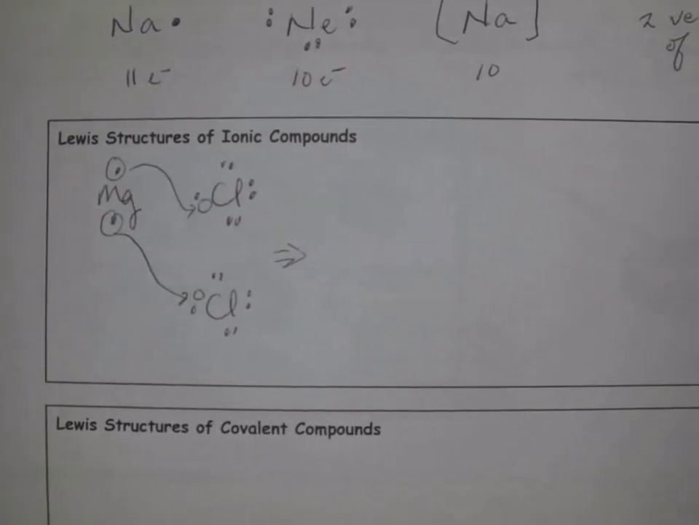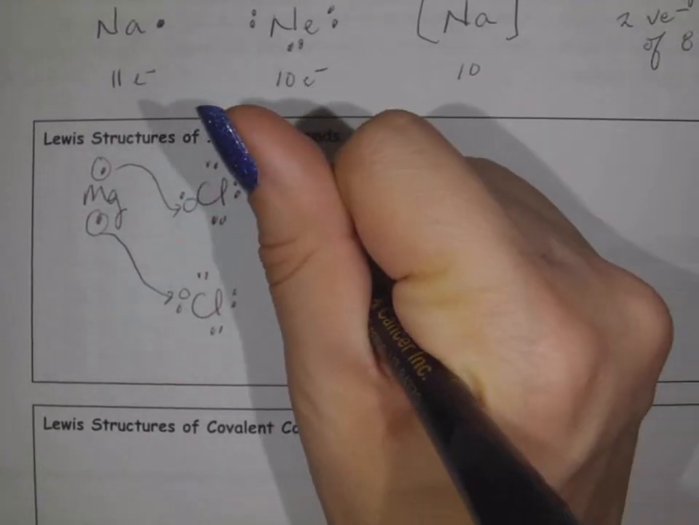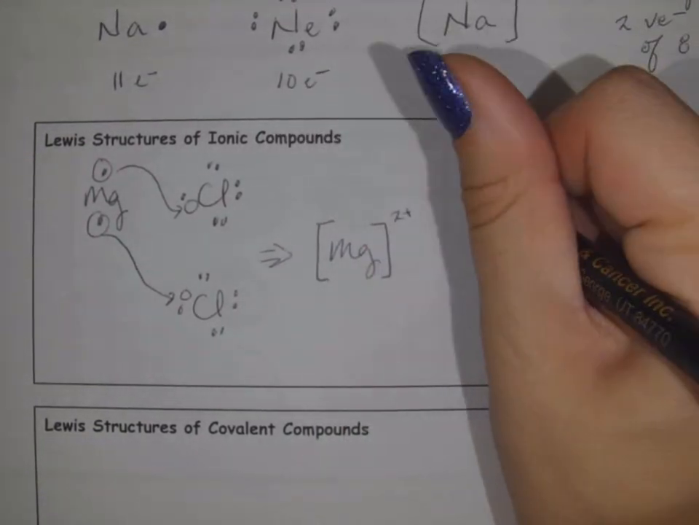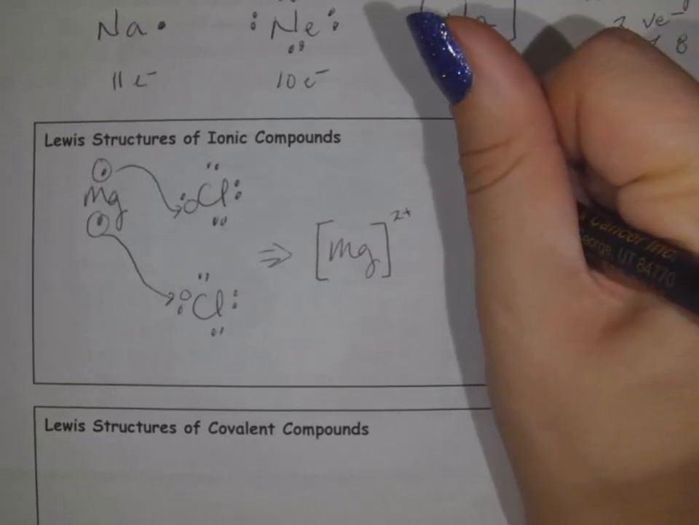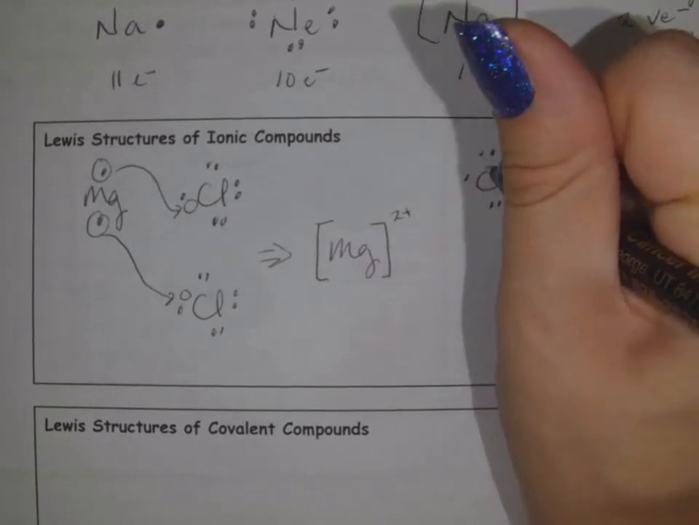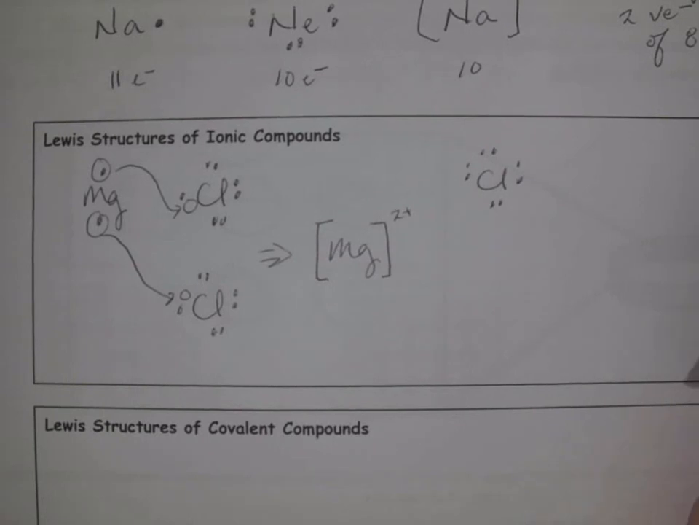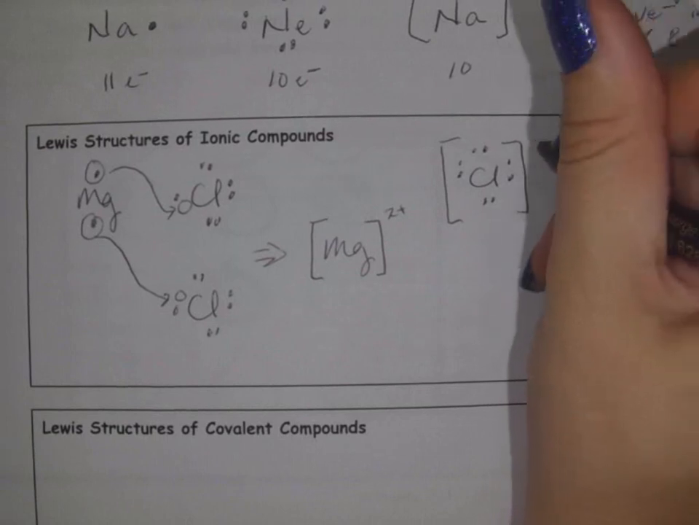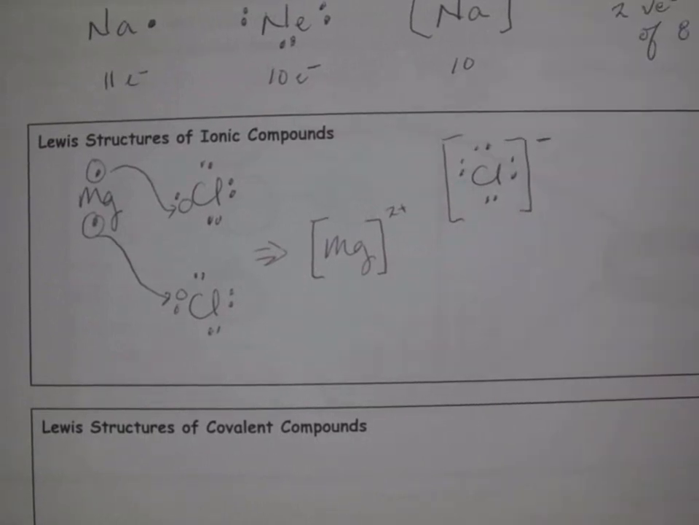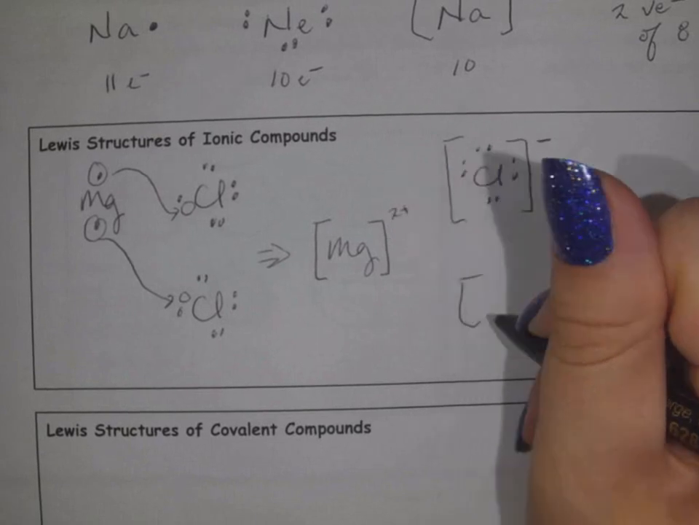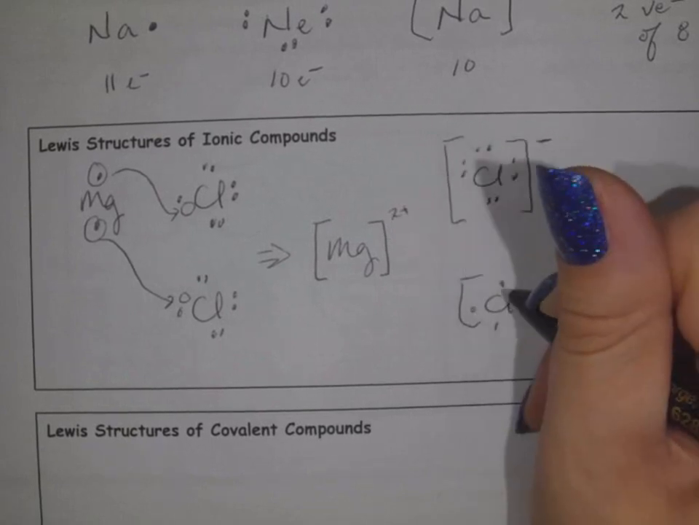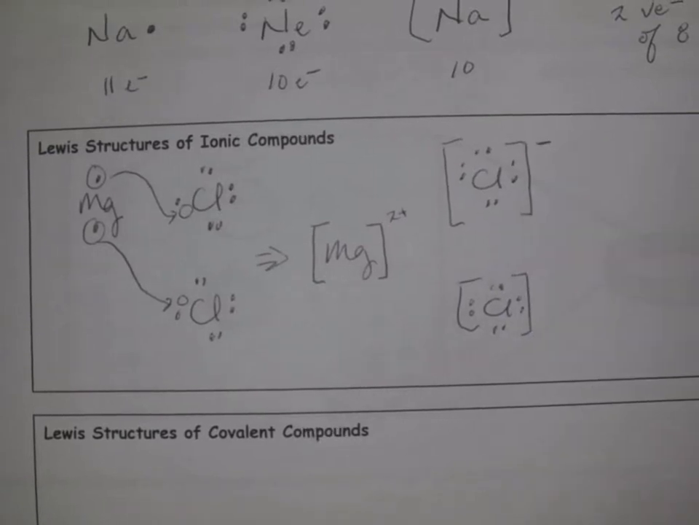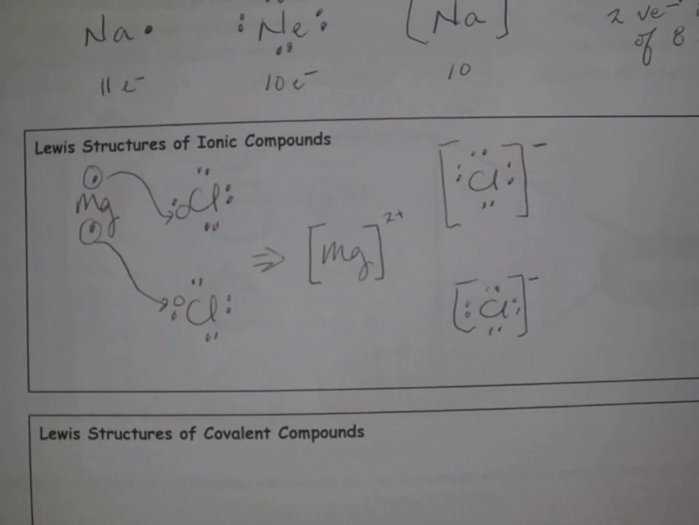So the result here would be a magnesium, and I'm going to get rid of those dots, and we get a 2+, and then we have chlorine that instead of 7 valence electrons, now it's got 8 valence electrons. When something turns into an ion, this includes atoms and molecules, we put it in brackets, and then we put the charge on the outside. And it gained 1, so that's why it became a negative. But there were 2 chlorines that this happened to.